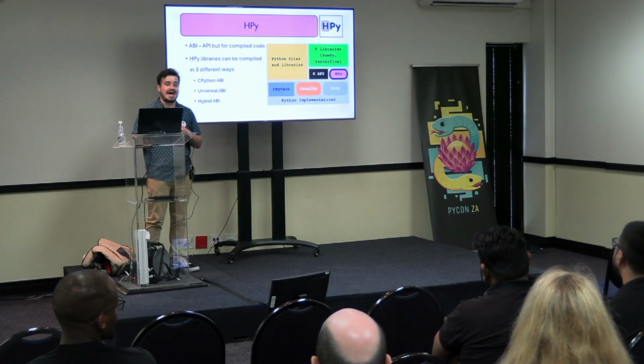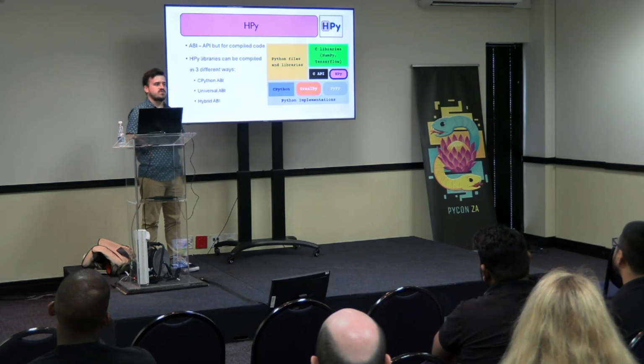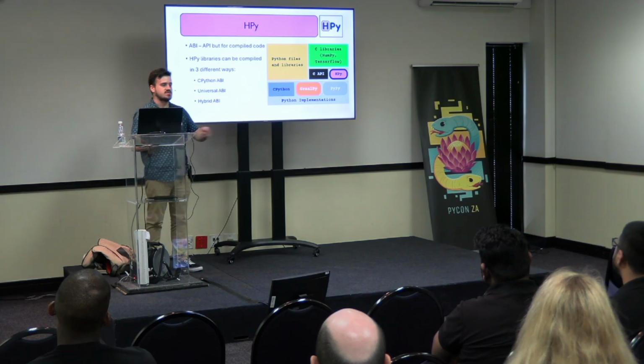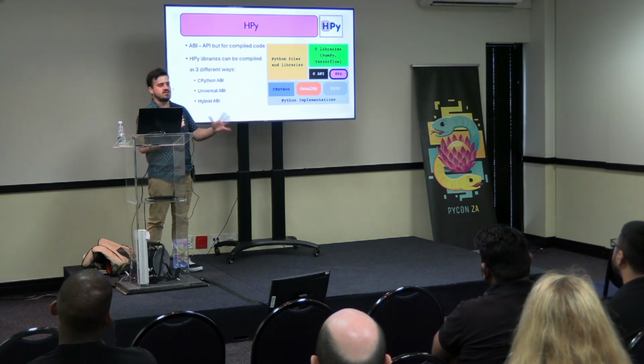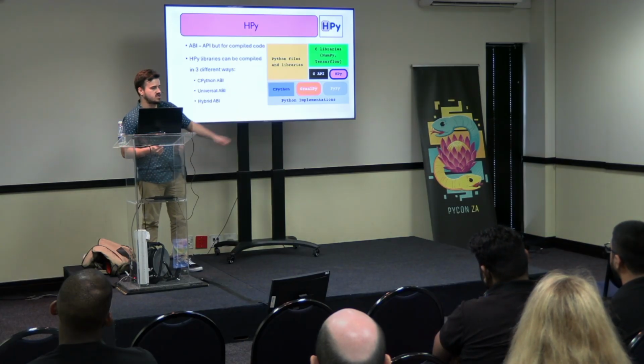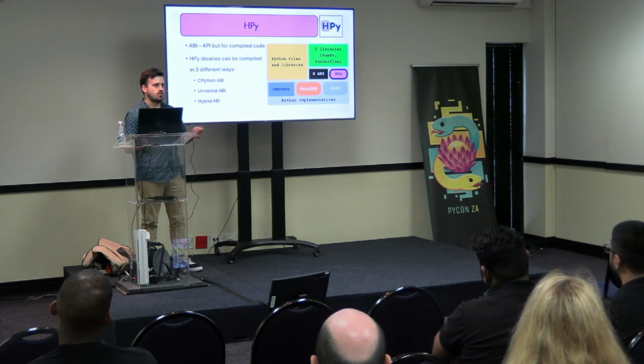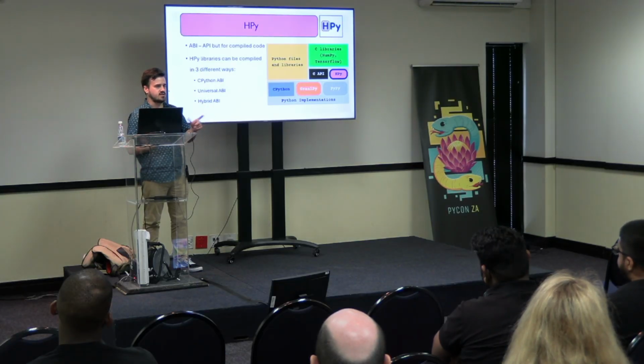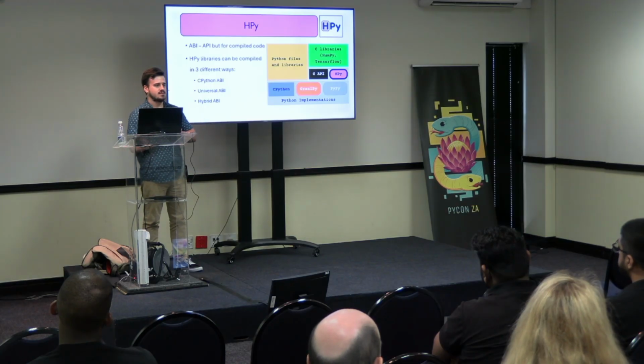Okay, so the H comes from handle. That's one of the main things: instead of having references to objects, you have handles, which are a layer of indirection. So when a moving GC like PyPy's moves objects around, you don't have a raw pointer. You can use this layer of indirection, so it's easy to change where the pointer points to, essentially.